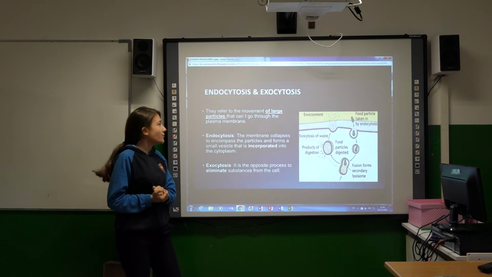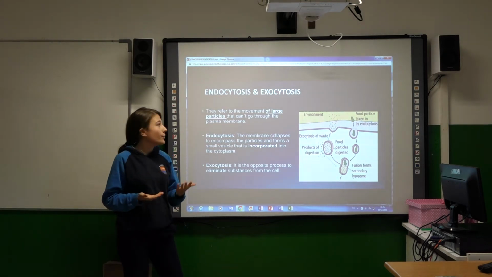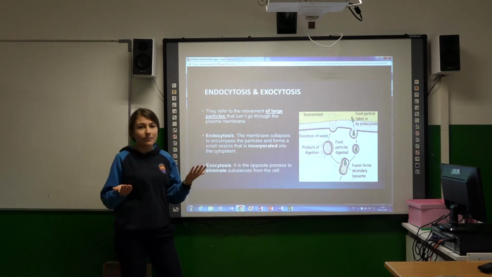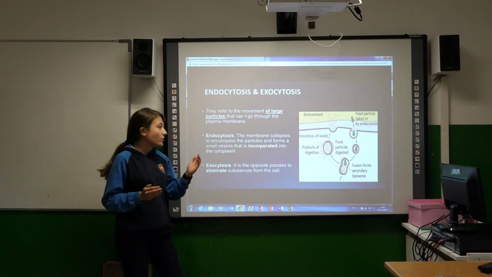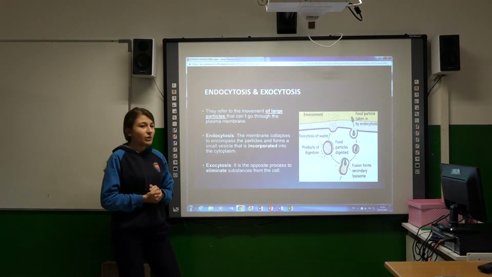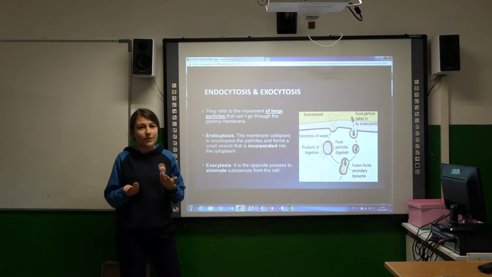Endocytosis and exocytosis. They refer to the movement of large particles that cannot go through the plasma membrane. In endocytosis the membrane collapses to encompass the particles and forms a small vesicle that is incorporated into the cytoplasm. Exocytosis is the opposite. It is to eliminate the substances from the cell.